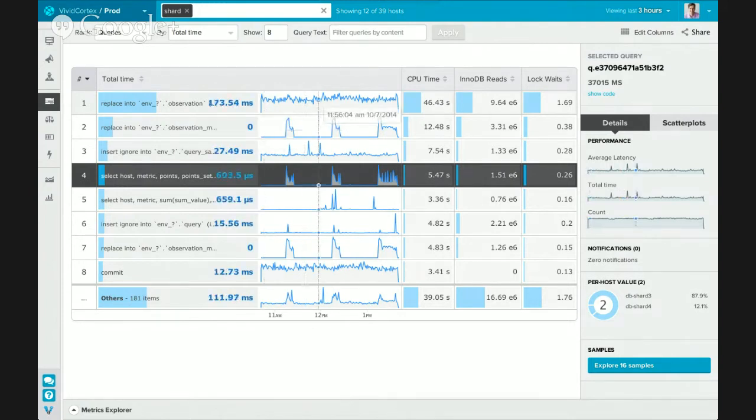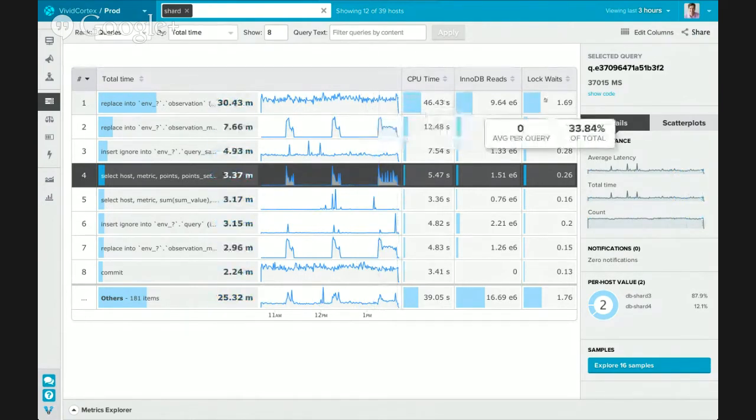Then we have a spark line that shows the variation of that query's time during the 3-hour time interval that we've selected here. And then we have these columns of CPU time, InnoDB reads, and lock waits. Those are just example columns. We can get any of the many thousands of metrics from the operating system or MySQL and plunk a column in there and see what that value comes out to. In this case, you can see that the CPU time that we're blaming on query number 1 is 46 seconds of CPU time inside of MySQL.